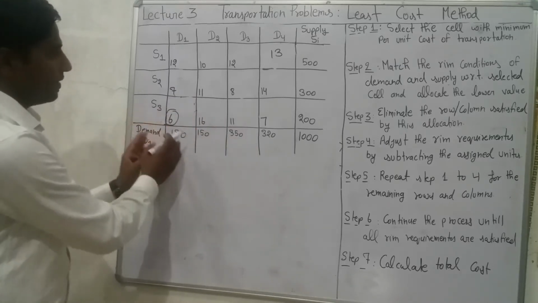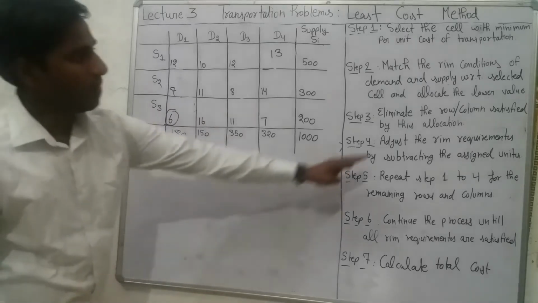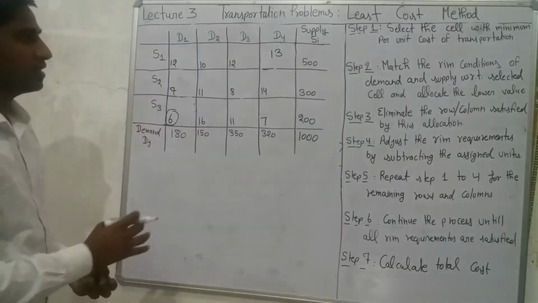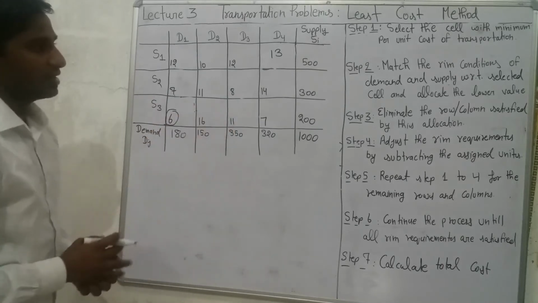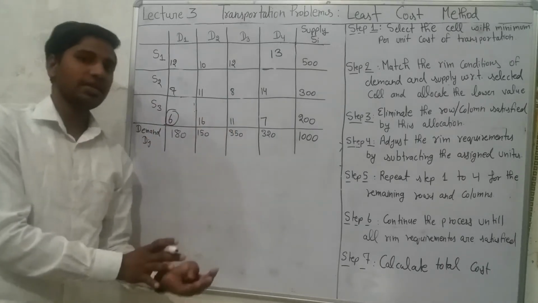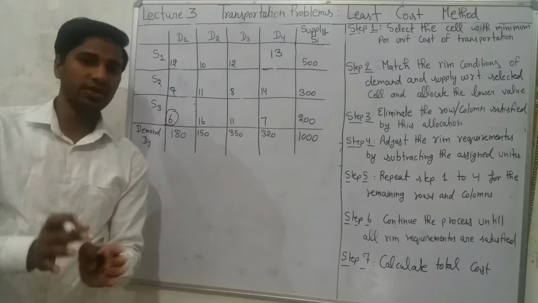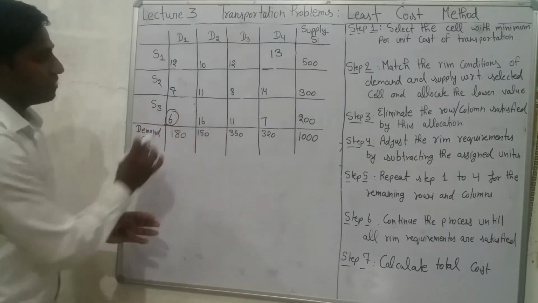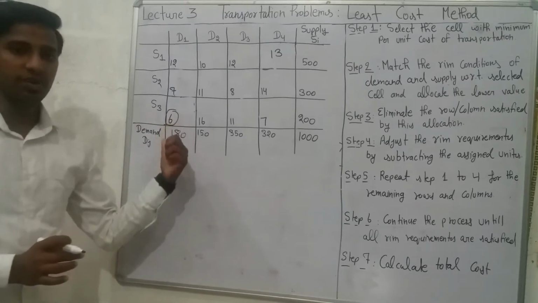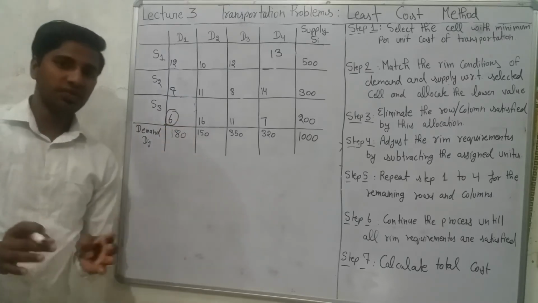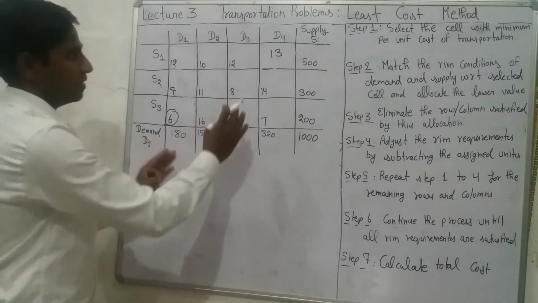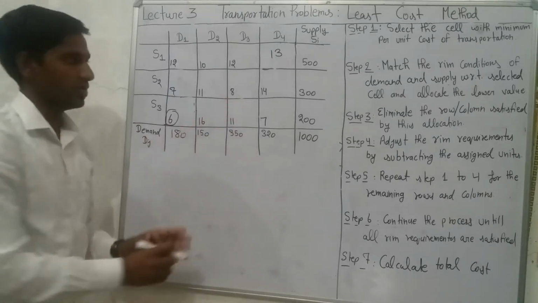Okay. Next step, what we have to do? Match the rim conditions of demand and supply. And before that, we must be clear about a special case of transportation problem. In this table, we have a single minimum cost, that is 6 rupees per unit. What if there is a tie between the minimum cost?